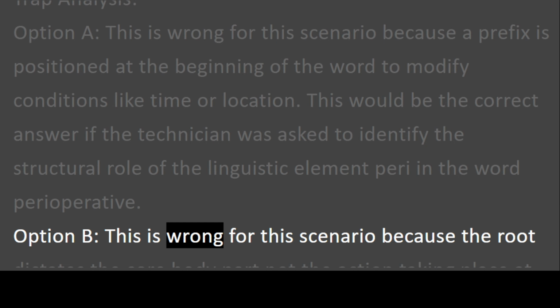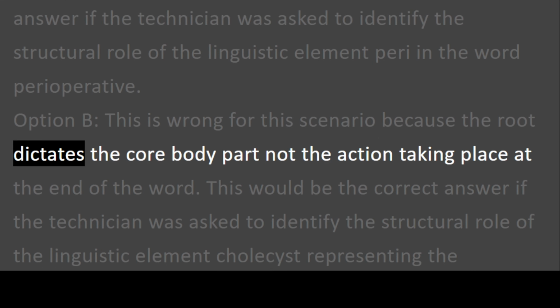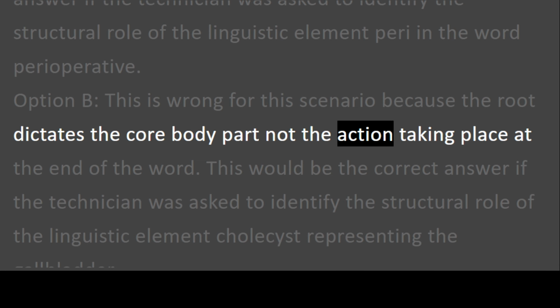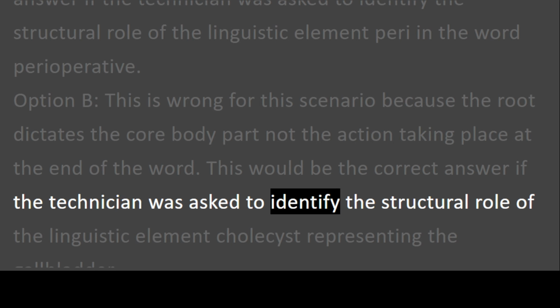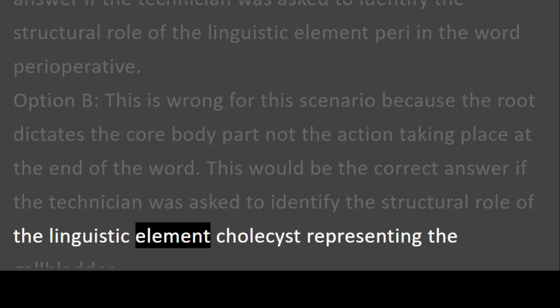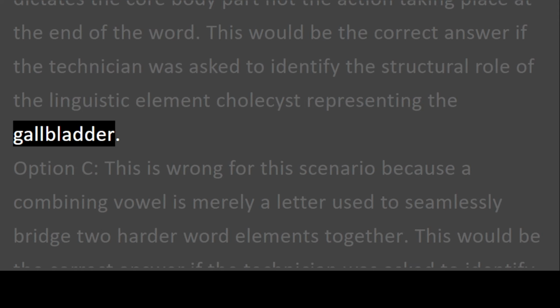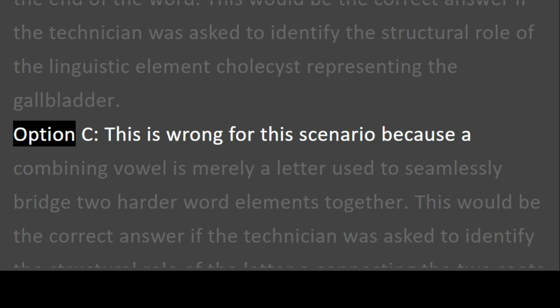Option B. This is wrong for this scenario because the root dictates the core body part, not the action taking place at the end of the word. This would be the correct answer if the technician was asked to identify the structural role of the linguistic element cholecyst, representing the gallbladder. Option C.